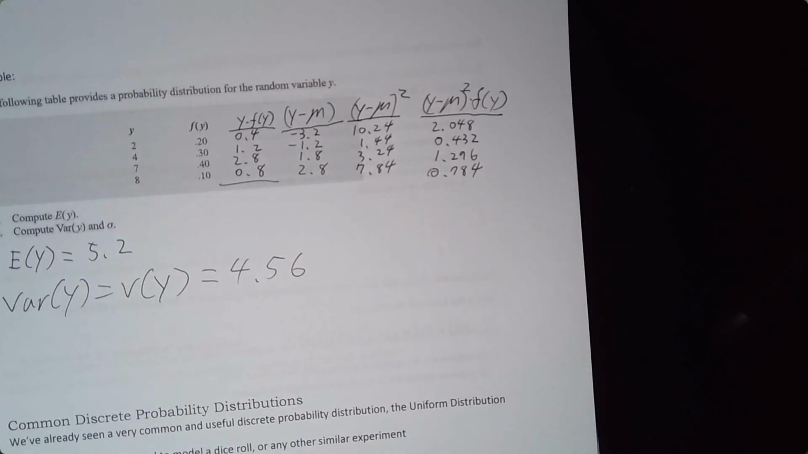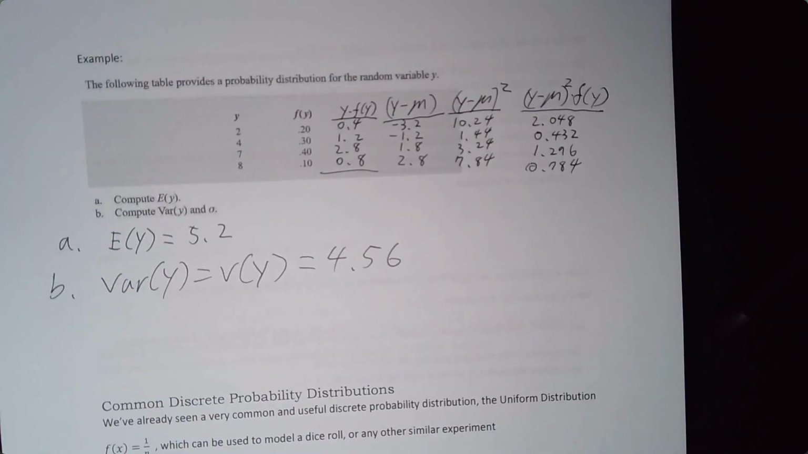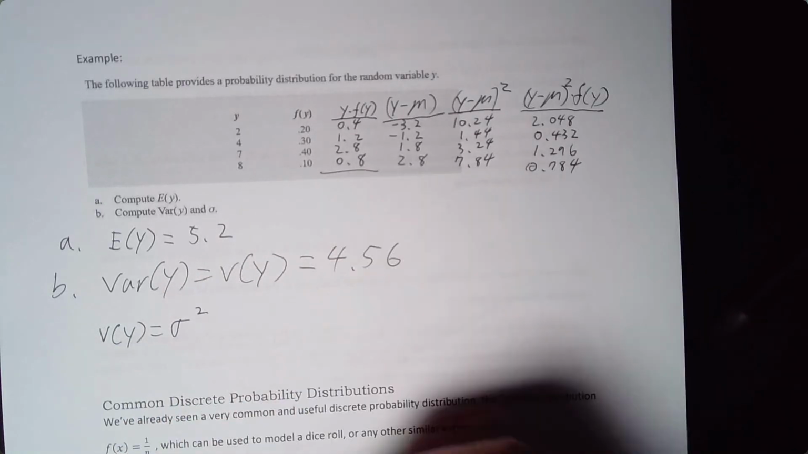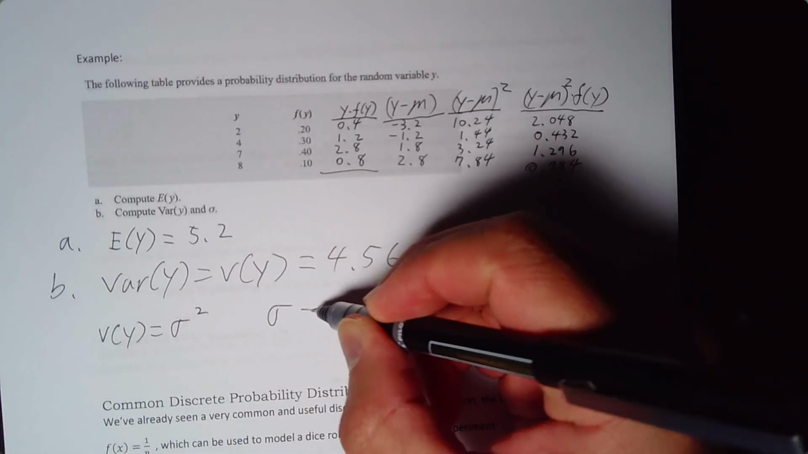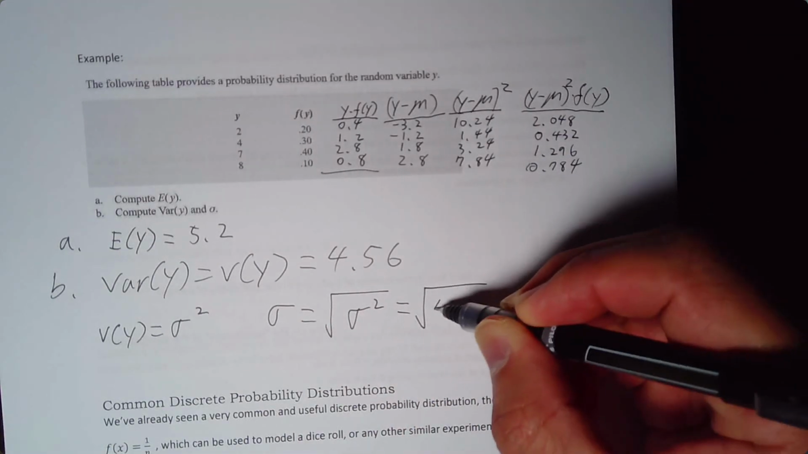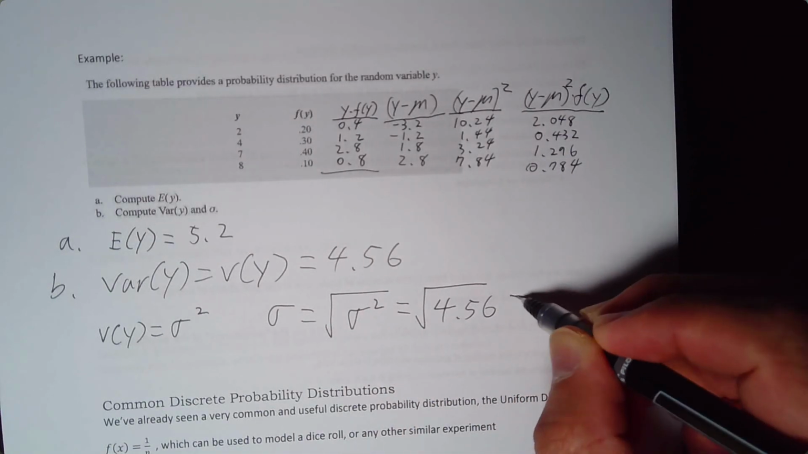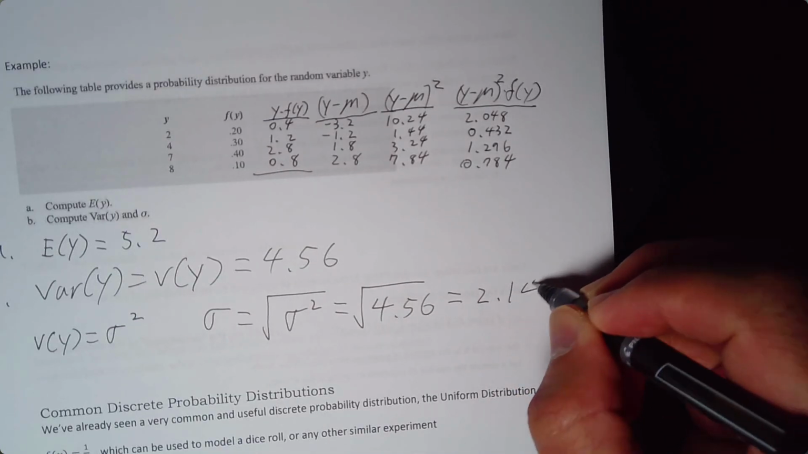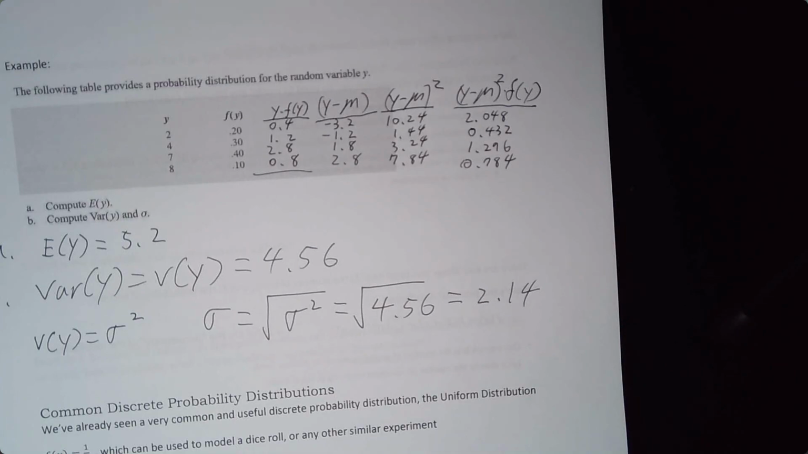Now, how do I get the standard deviation? How do I get sigma? Well, remember, variance of y is just sigma squared. So if I want sigma, then I'll just take the square root of sigma squared. Therefore, the square root of 4.56. Put that in the calculator, and you should get 2.14. All right, so that is part 1 of handout 5.1.